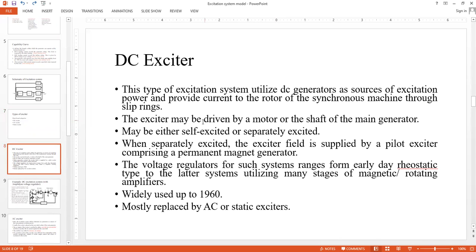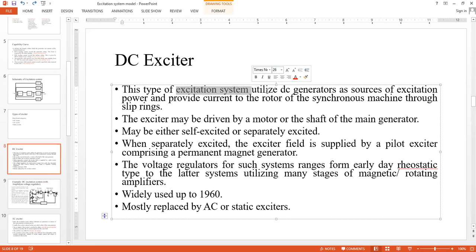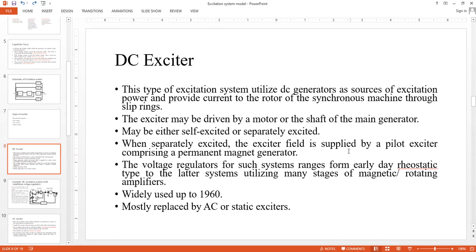So in the DC exciter itself, of course, you get the excitation power simply with the help of the DC generator. And because you are getting the power with the help of the DC generator, that power is being fed to the rotor of the synchronous machine. By rotor, we mean the field circuit of the synchronous machine through the use of slip rings. So in the DC generator mode, you get the presence of slip rings.